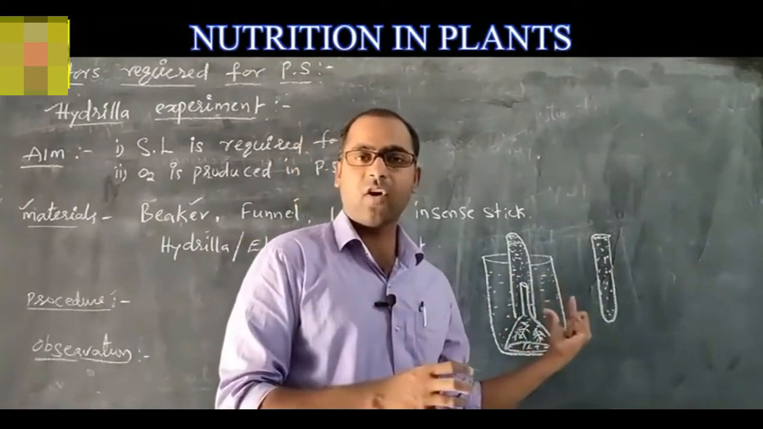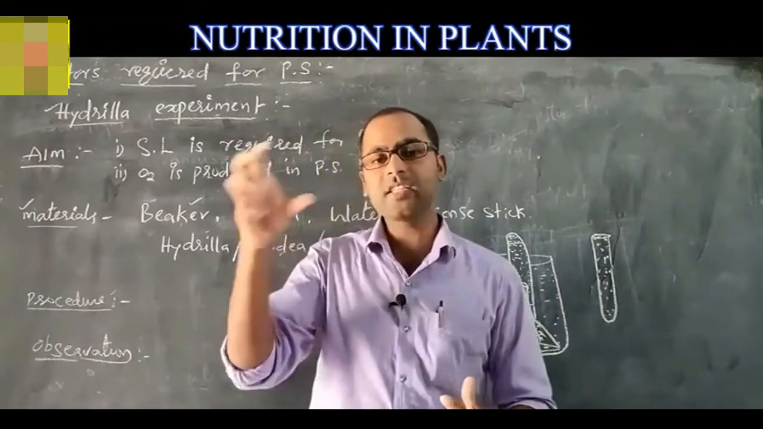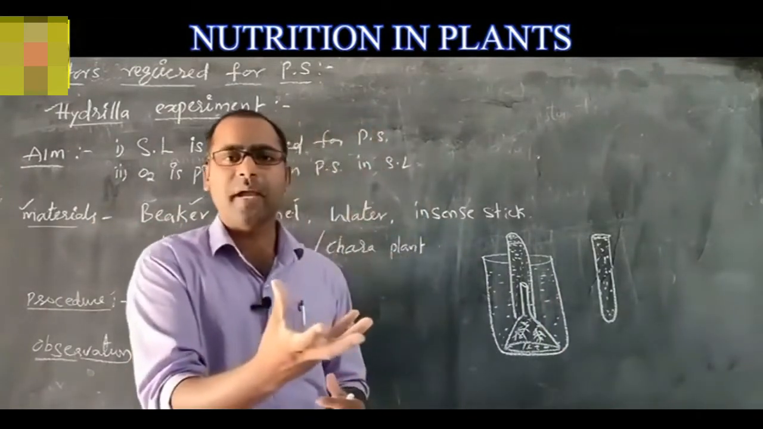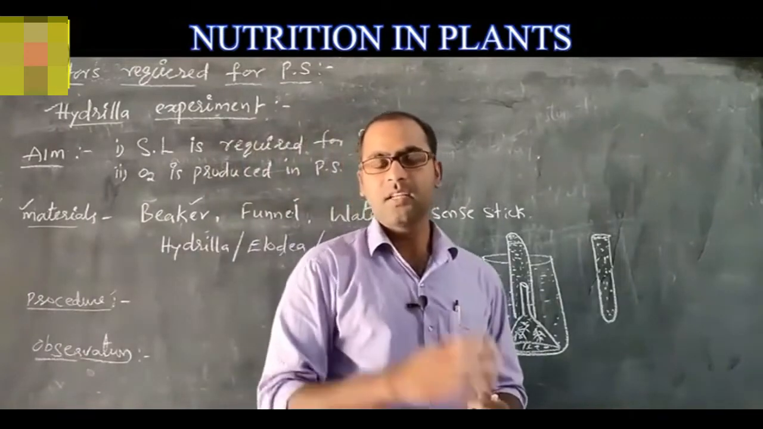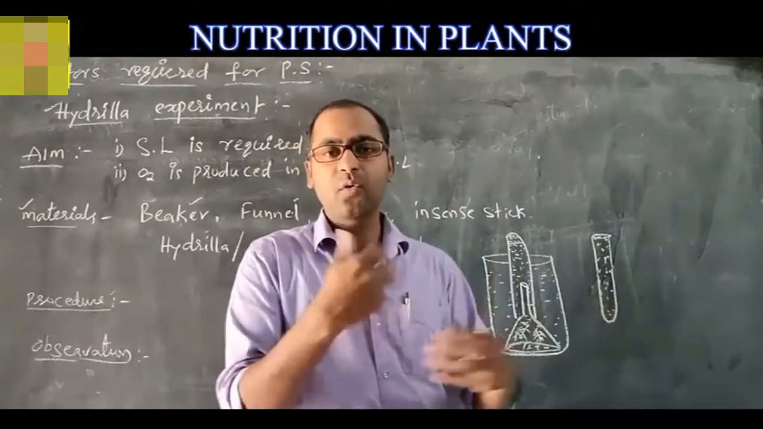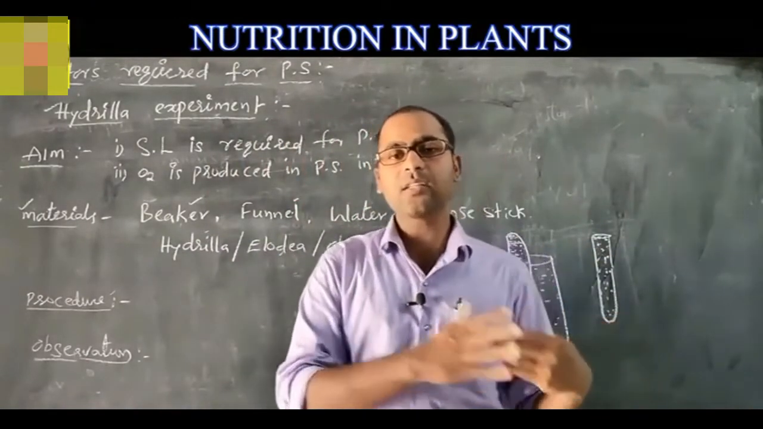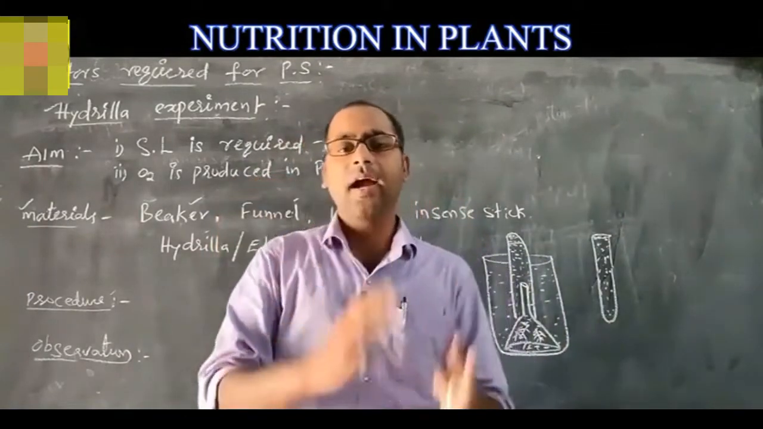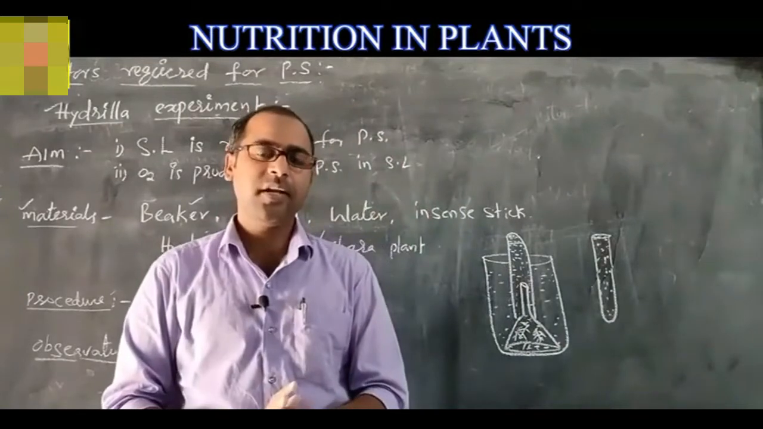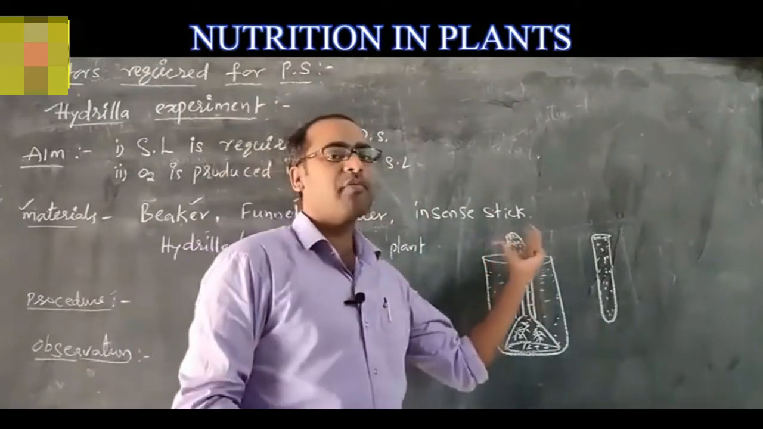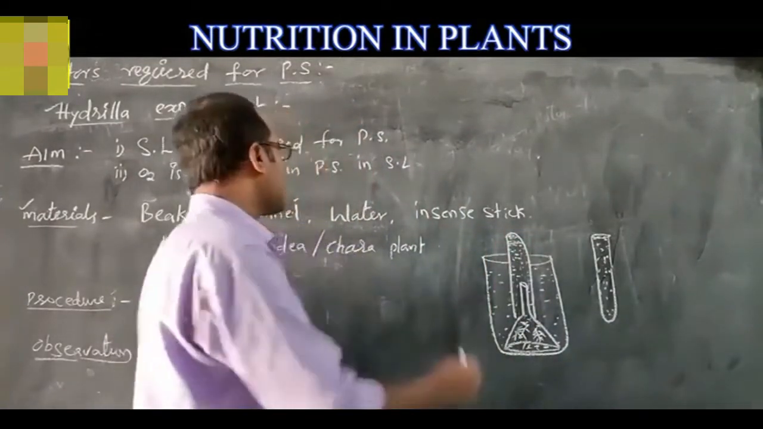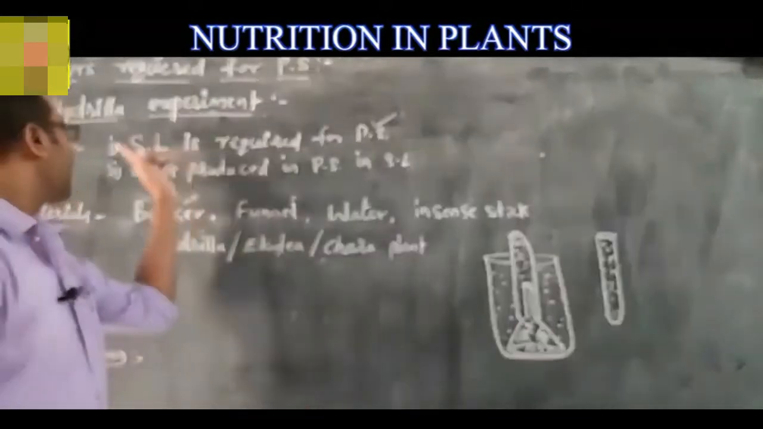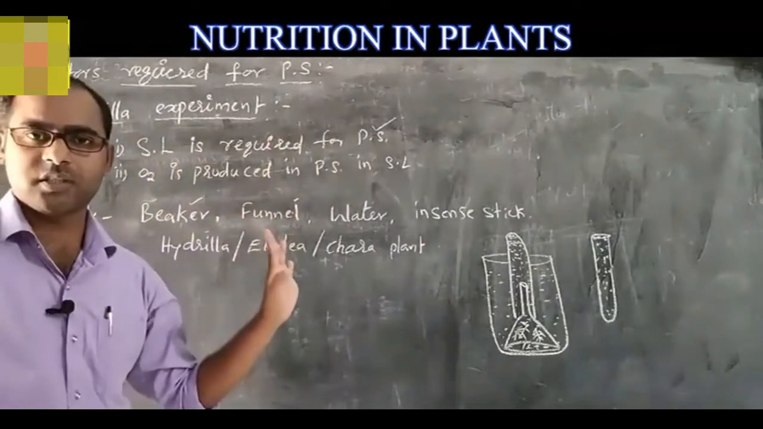Inside the funnel in the dark room we cannot observe any bubbles, and when it is placed in sunlight we observe that some gas is produced. With this we can conclude that photosynthesis requires sunlight. In sunlight only will photosynthesis be carried out and the gas be produced, right? Let us observe which type of gas that is. So the first aim is clarified: sunlight is required for photosynthesis.